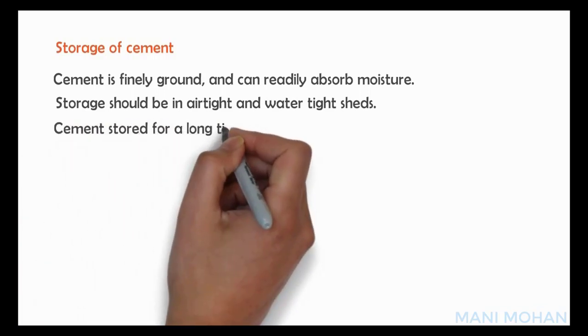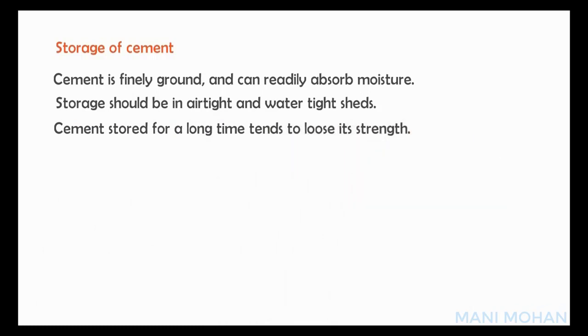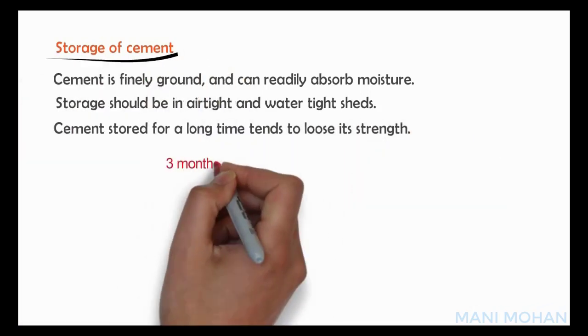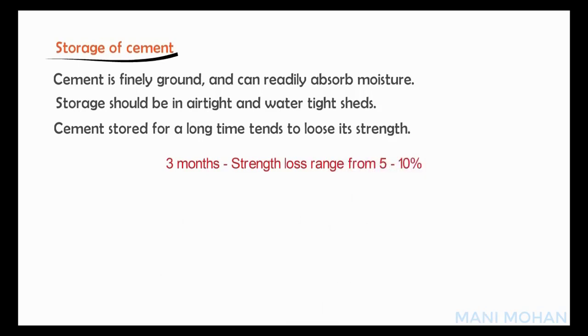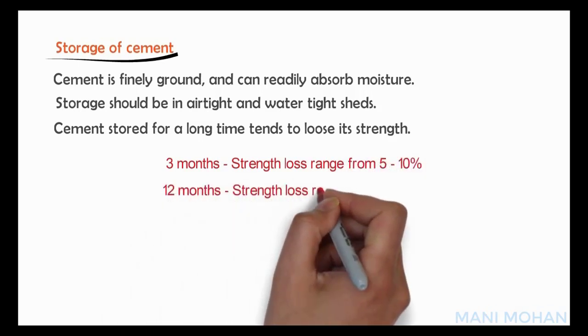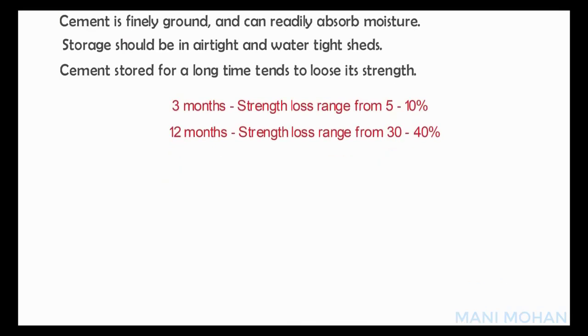Cement stored for a long time tends to lose its strength. Loss of strength ranges from 5 to 10% in 3 months to 30 to 40% in 1 year. It is better to use the cement within 90 days of its production. In case it is used at a later date, it should be tested before its use.